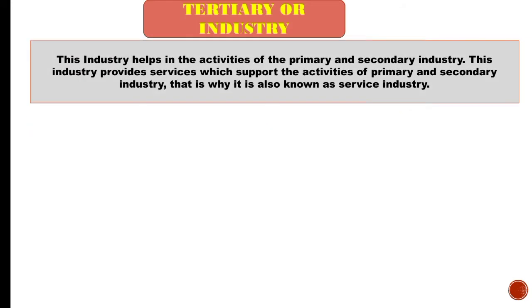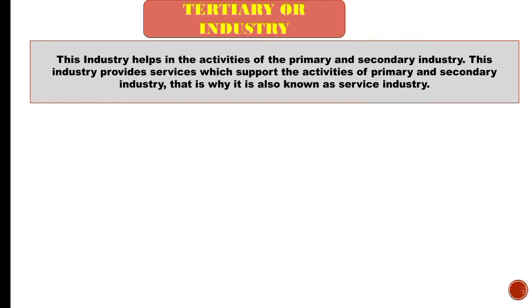Now the third main category of industry is tertiary, or we can call it service industry. This industry is basically concerned with providing services which facilitate a smooth flow of goods and services. So we can say that this industry helps in the activities of primary and secondary industry, or in other words, this industry provides services which support the activity of primary and secondary industry. That is why it is known as service industry. Basically, service industry supports the activity of both the primary and secondary industry.